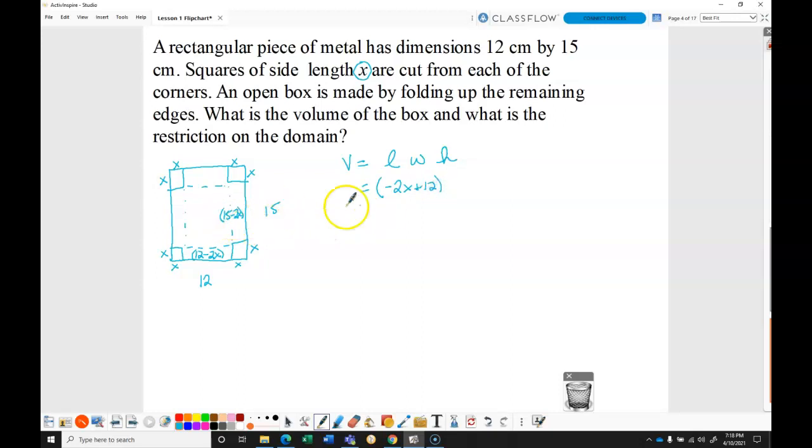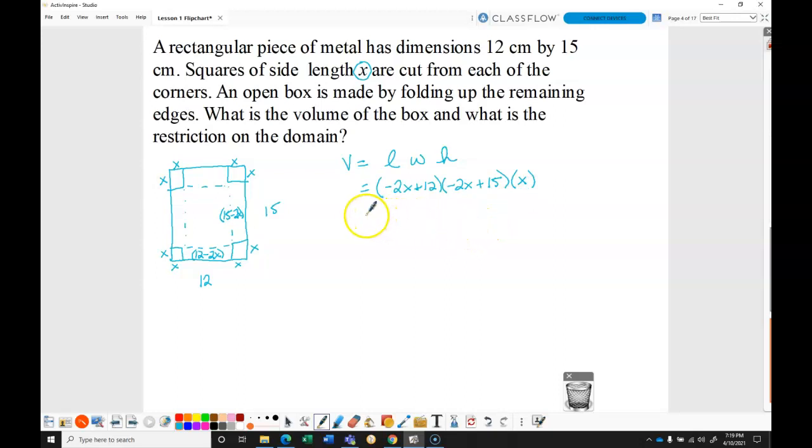And then my width, again, I'm going to reorder that. Negative 2x plus 15. You don't have to reorder it now. You could wait till the end and then put things in standard form. Okay, this way it'll come out in standard form if you reorder it now. And then I need the height. And we decided the height was going to be that amount we cut off. So it's going to be x.